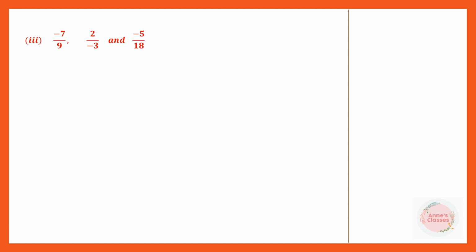Question 3, here also we're going to verify the associative property. So let's write down all three rational numbers. Minus 7 by 9, plus 2 by minus 3 plus minus 5 by 18. This is the left hand side. Right hand side also, let's write the same: minus 7 by 9 plus 2 by minus 3 plus minus 5 by 18.